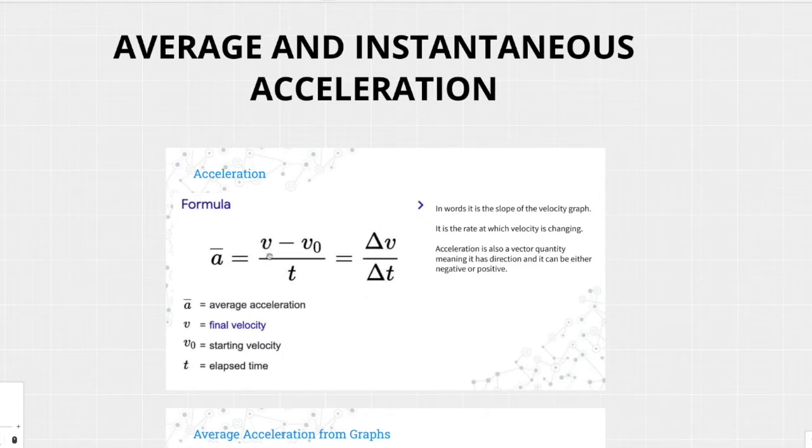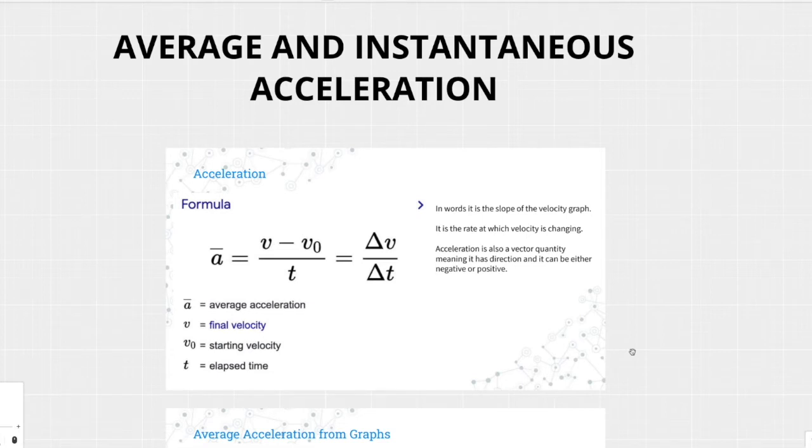So that's V minus V naught, which is the initial velocity, over time. Change in velocity over change in time gives us the acceleration. In other words, it's the slope of the velocity graph and the rate at which velocity is changing. And just like velocity, acceleration is a vector quantity, meaning it has a direction and it can be either positive or negative depending on the direction.